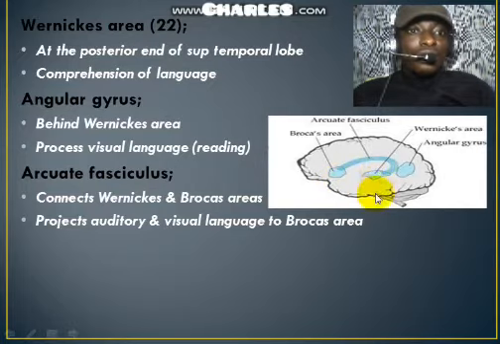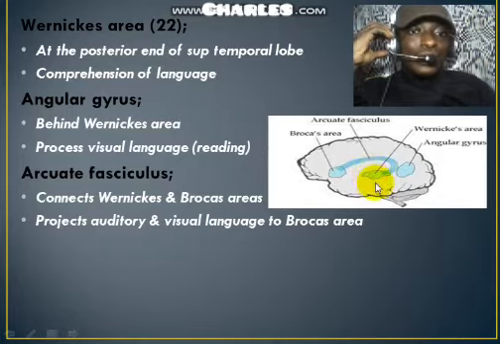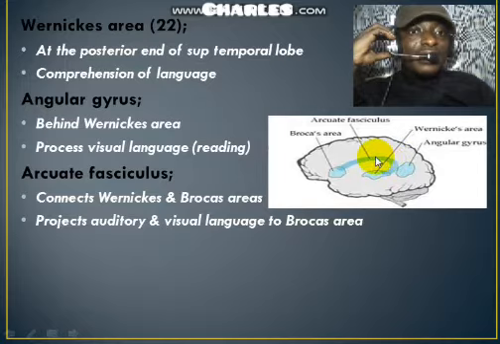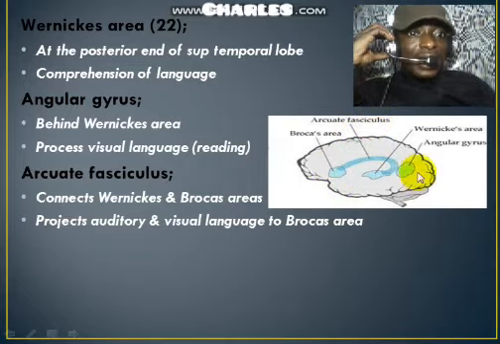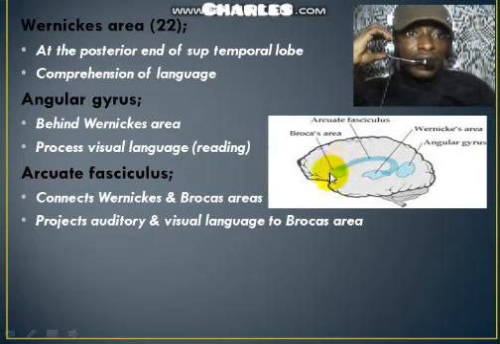So all auditory language that is entering the ear, every sound entering the ear goes to the Wernicke's area, and from there the Wernicke's area carries this sound stimulus to the Broca's area via the arcuate fasciculus. Again, visual language from the angular gyrus is also carried by the arcuate fasciculus to the Broca's area.